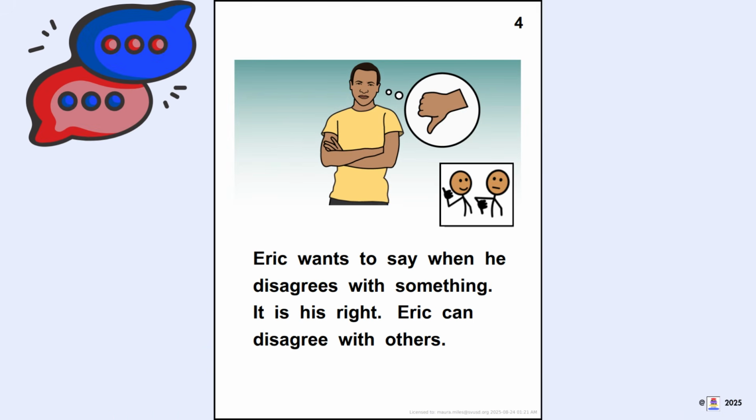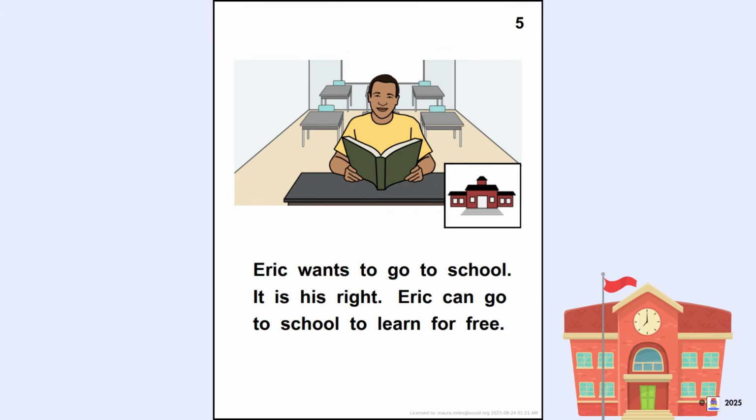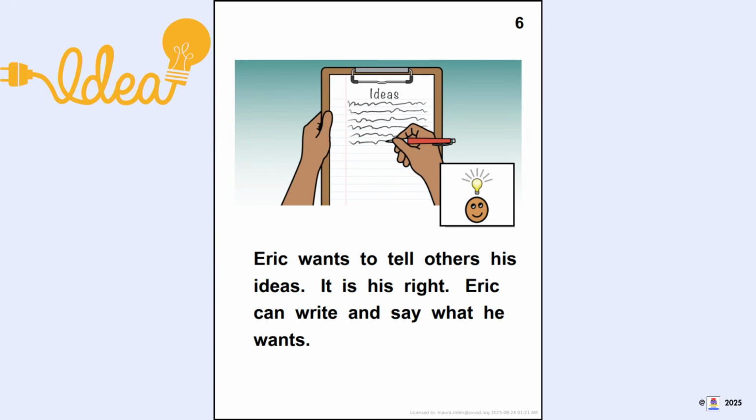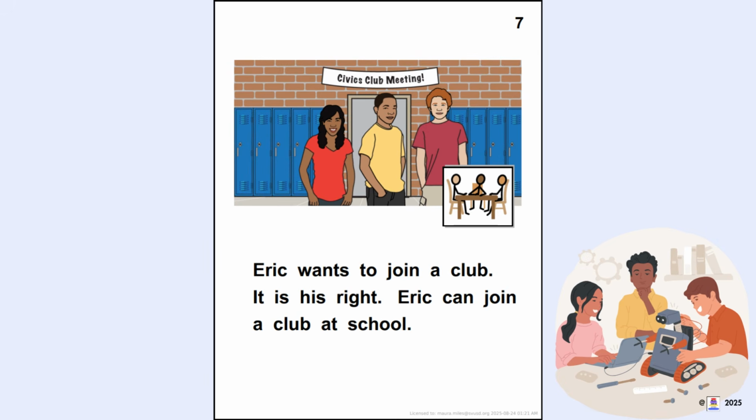Eric wants to say when he disagrees with something. It is his right. Eric can disagree with others. Eric wants to go to school. It is his right. Eric can go to school to learn for free. Eric wants to tell others his ideas. It is his right. Eric can write and say what he wants. Eric wants to join a club. It is his right. Eric can join a club at school.